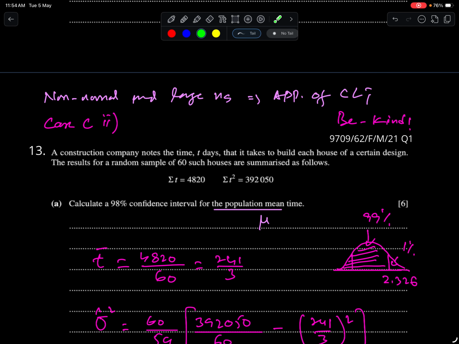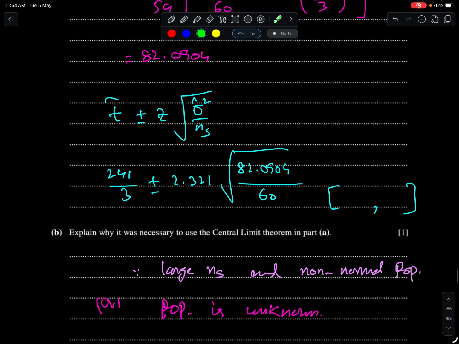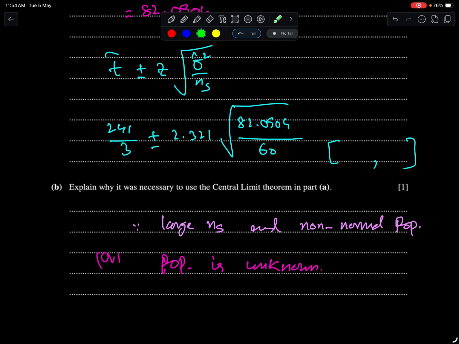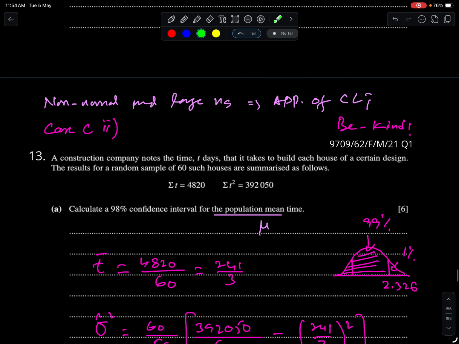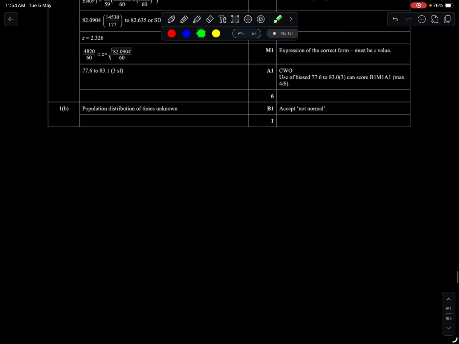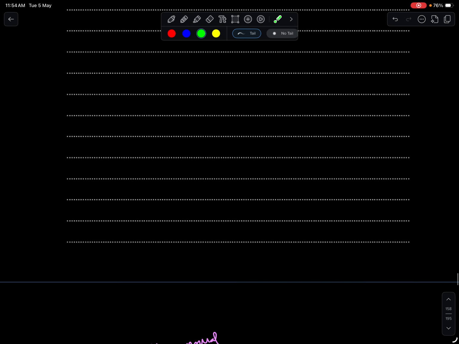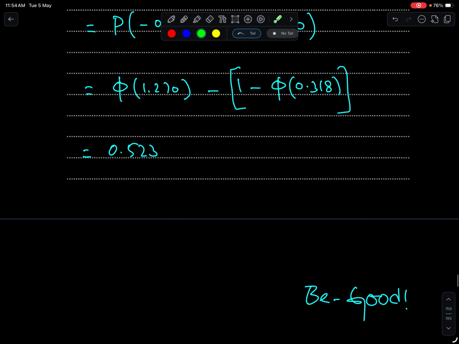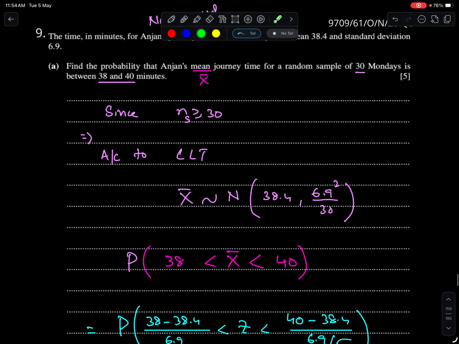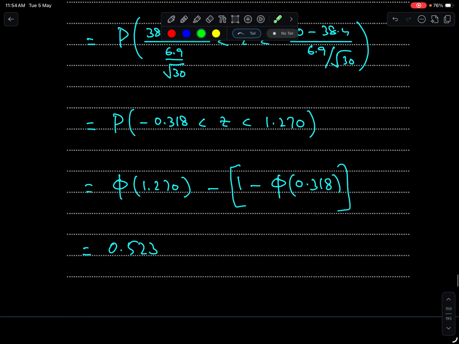Another example of the same case. Why was it necessary to use CLT? Because sample size is large and population is non-normal. It's mentioned here: population is non-normal, sample size is large. I already have done this question.